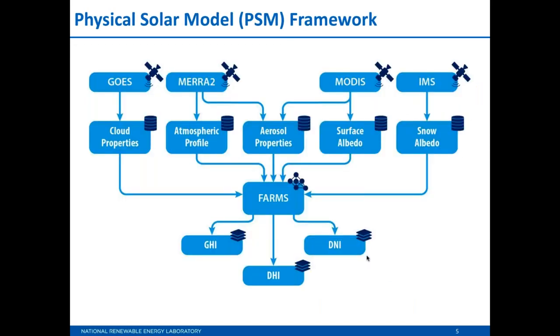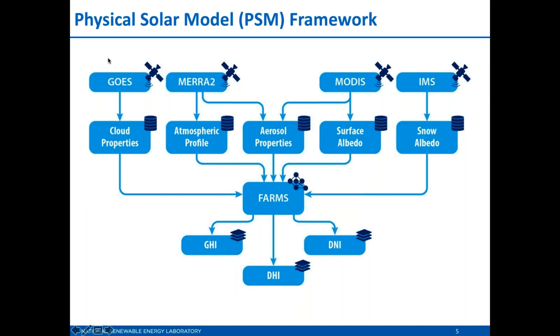So just a summary of what the physical solar model framework is. On top, these are the sources of the data that we use. There is, of course, the geostationary satellite information. Then there is MERRA-2, which is a NASA model. There is data from the polar orbiting satellite MODIS, and then there's a snow and ice database which we use.